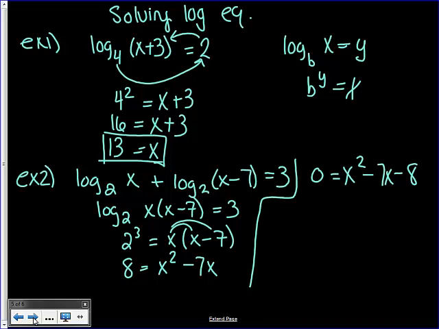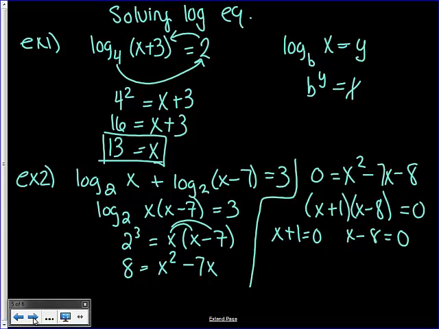Alright, what are factors of negative 8 that add to negative 7? Well, negative 8 and 1, right? Factors to x plus 1 and x minus 8, which equals 0. Set each part equal to 0. X plus 1 equals 0. X minus 8 equals 0. X equals negative 1. X equals 8.